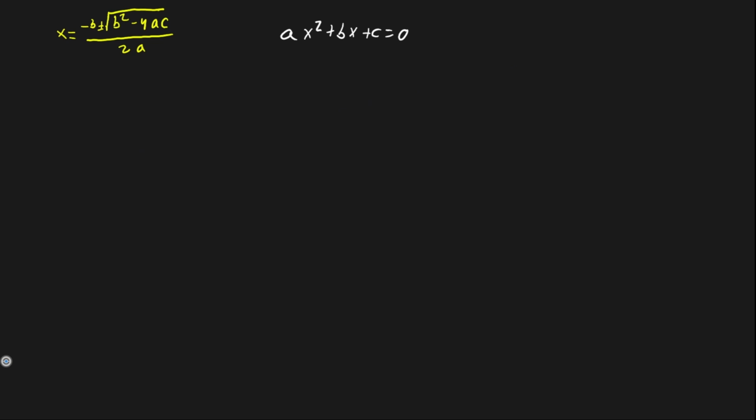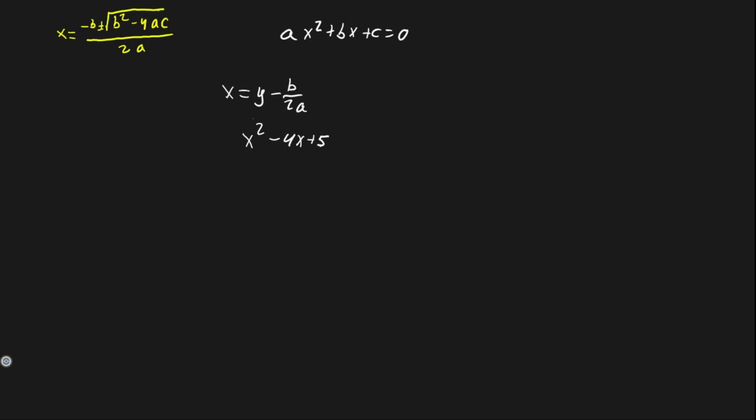So we're going to go ahead and look at a different example, which is kind of more interesting, since we're going to be depressing the quadratic, where we set x equal to y minus b over 2a. And we're going to look at an example so that we can depress it. So we're going to start off with x squared minus 4x plus 5.